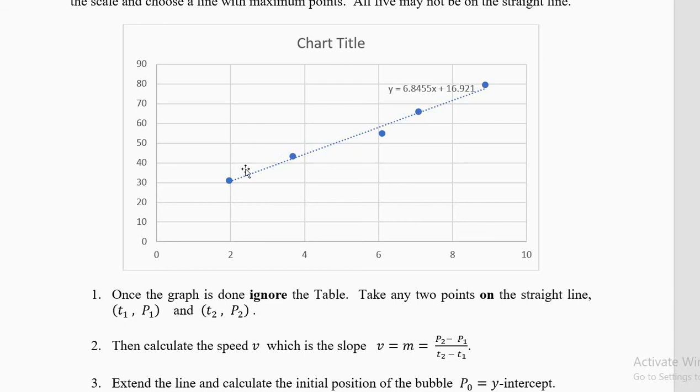Then draw the line and stretch it till it touches the y-axis. So first draw the line, and try to fit as many points as you can. You can leave the first point or the last point or the middle point, but you should try to fit about 4 points at least on this line, or sometimes three if the data is very bad.